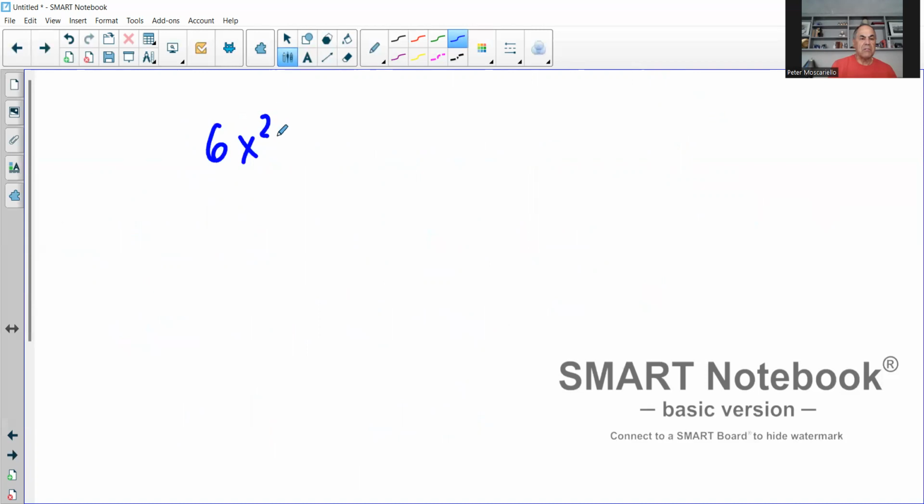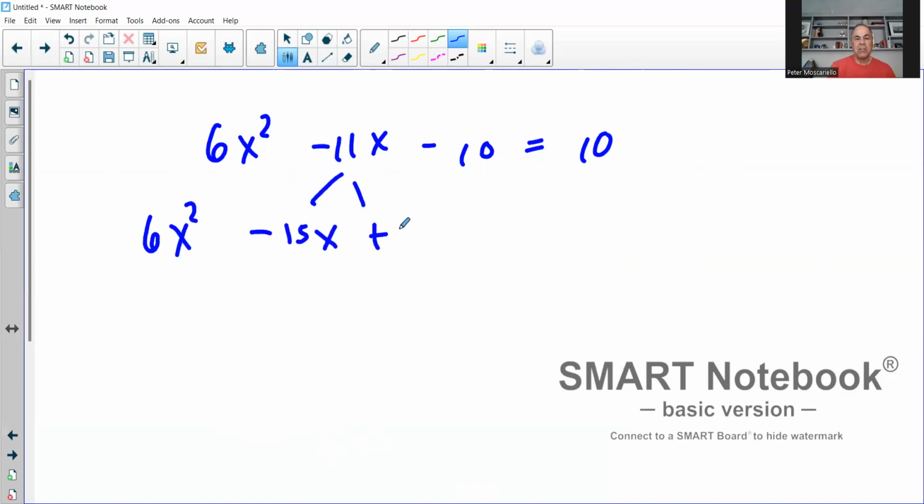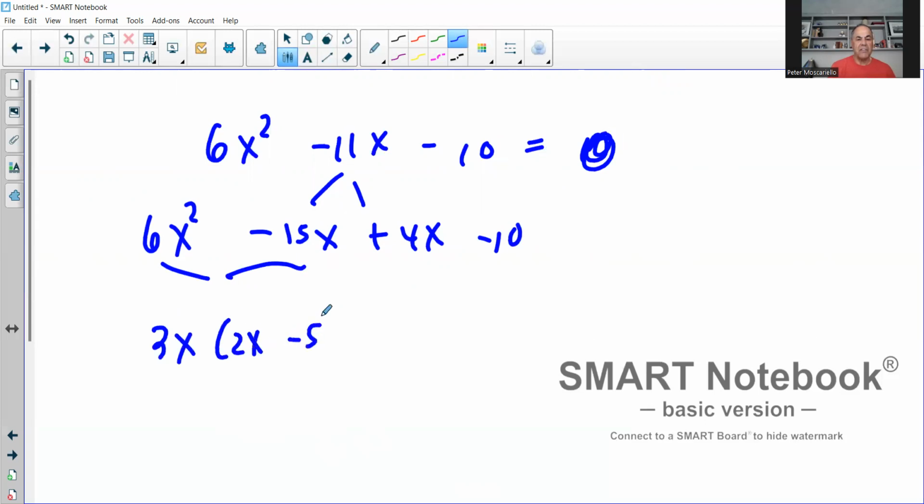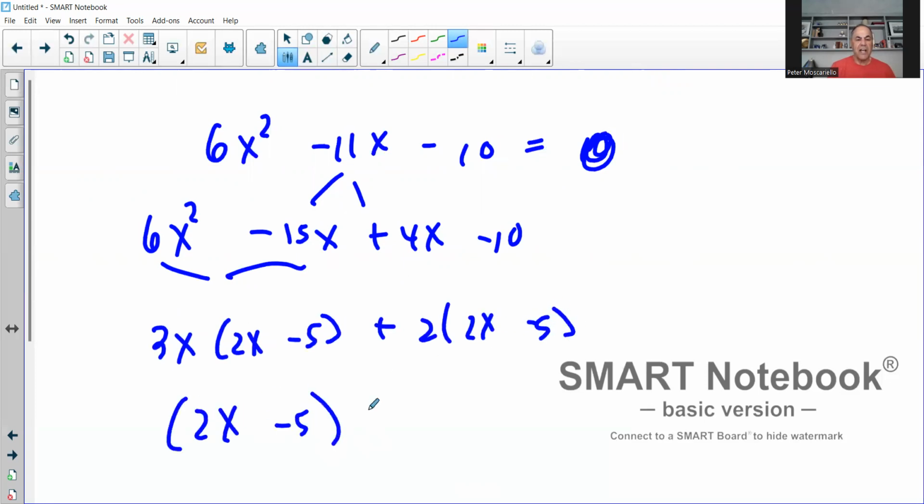If you like to split the middle, I can have 6x squared, and this splits into negative 15x plus 4x. It's a 0 there. So here I can factor out a 3x and have 2x minus 5. Here I can factor out a 2. 2x minus 5, that's good news. Take out the 2x minus 5, 3x plus 2, same answers of positive 5/2 and negative 2/3.